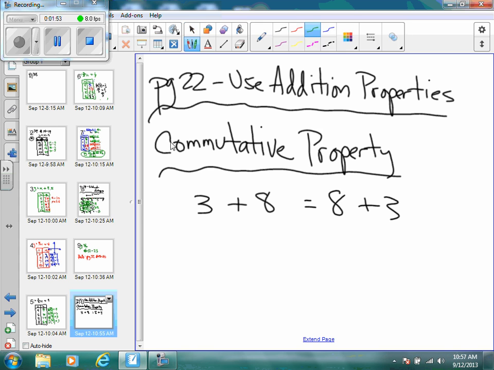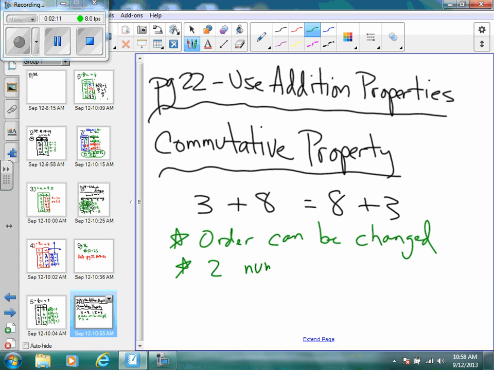So maybe we say order can be changed. And maybe we also think a commutative property when we have just two numbers being switched around. Because when we get into different properties, that will cover grouping.